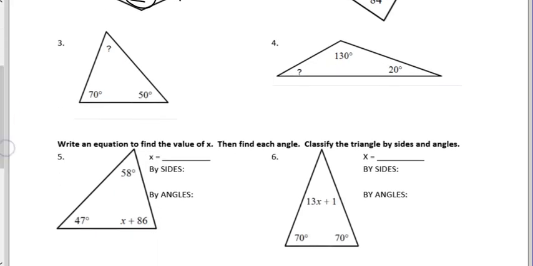Number 3, I start off with $180. I spend 70. I spend 50. That leaves me 60. All 3 angles are different. Therefore, all 3 sides are different. And then I have all angles under 90. Let's try it again. So it's an acute triangle, and it's scalene.